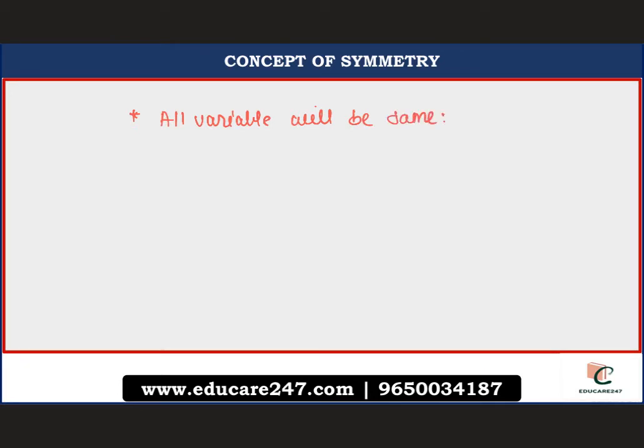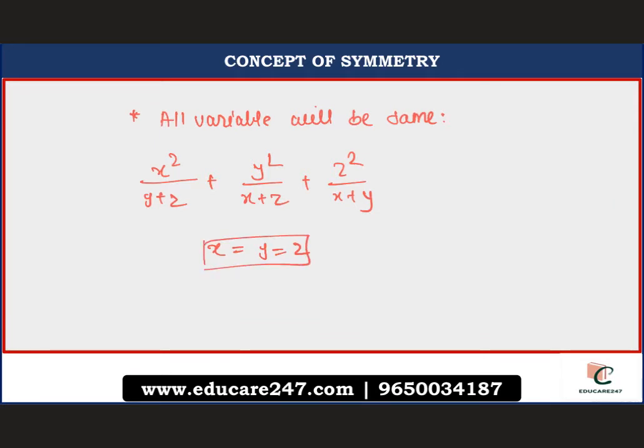Like, suppose we have x square upon (y plus z) plus y square upon (x plus z) plus z square upon (x plus y). This is a symmetric equation, right? You can see the symmetry straight away. In this equation, you will take x equals y equals z and solve it. As simple as that. Nothing complicated. Alright, so this is the only principle that we are going to follow, and I am going to take some awesome questions to explain and verify this concept for you.